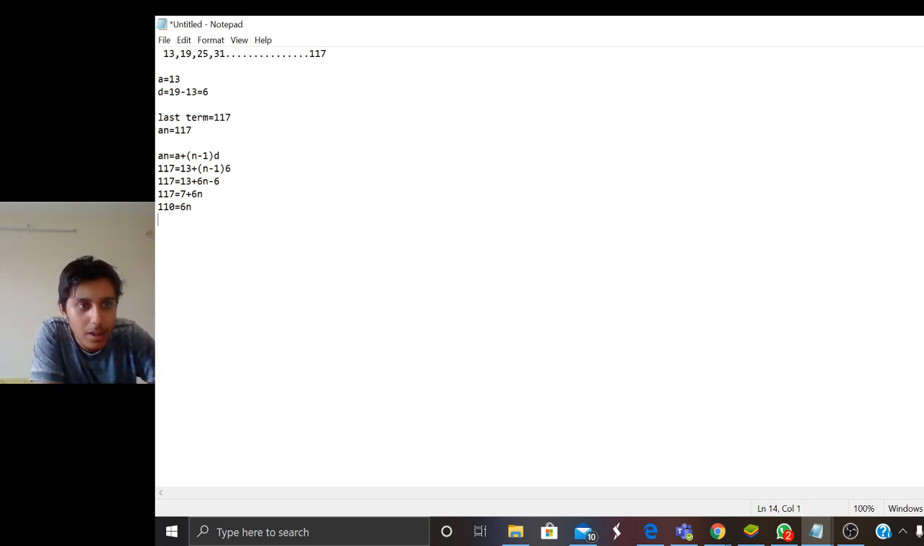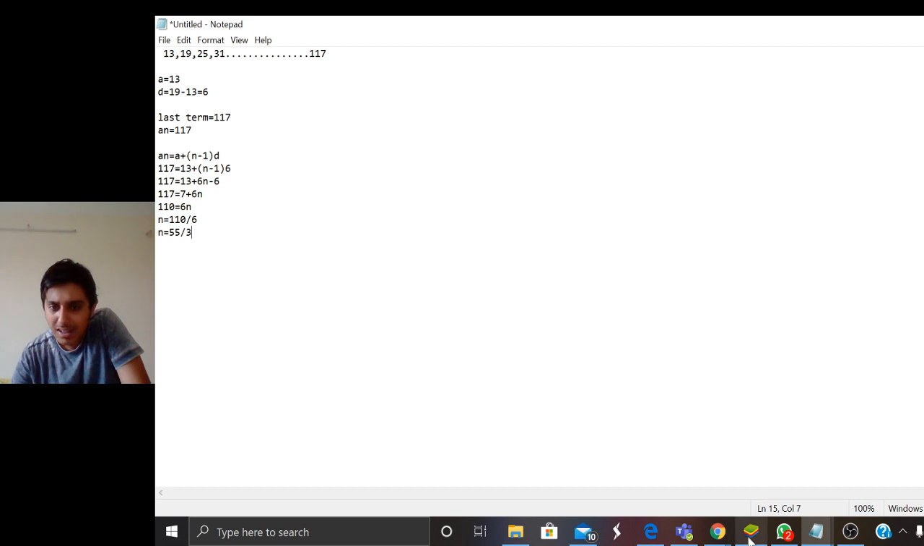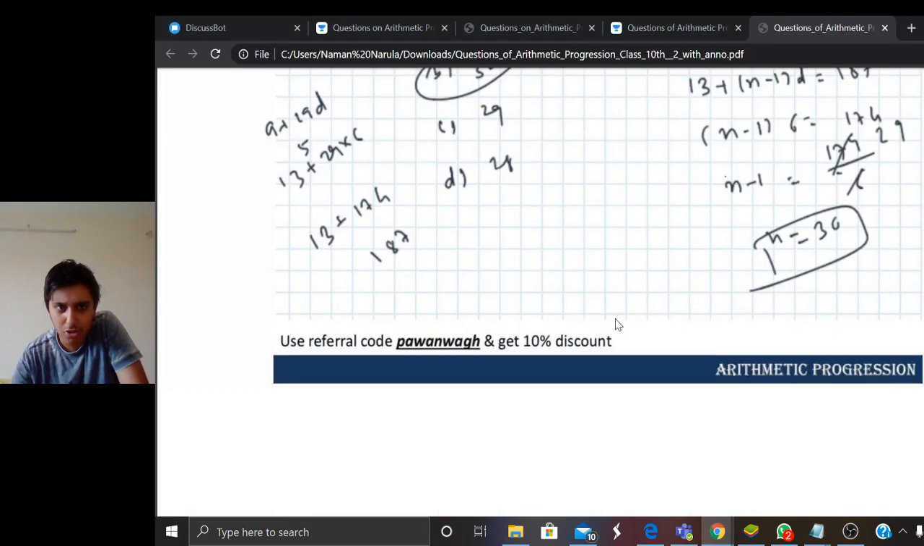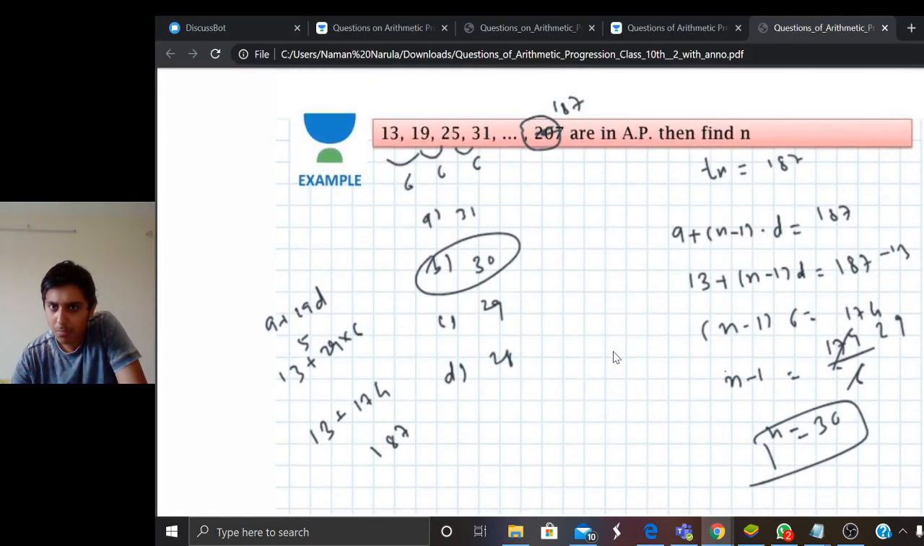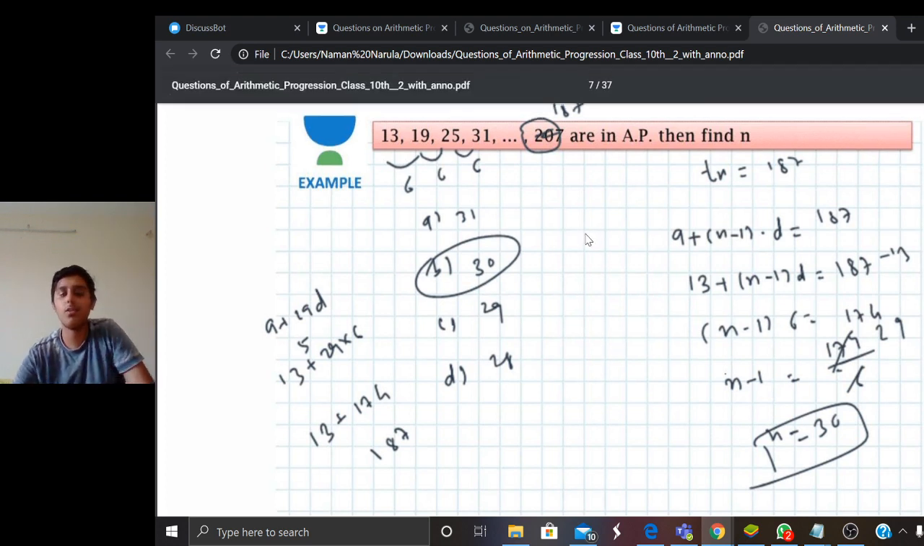All right guys, let me see that. 110 is equal to 6n, right? So n will come out as 110 by 6. If you simplify that, you'll get 55 by 3. That's what n is. I think there's some mistake in this question, guys. I'm not sure. Oh, it's 187. Oh my god.